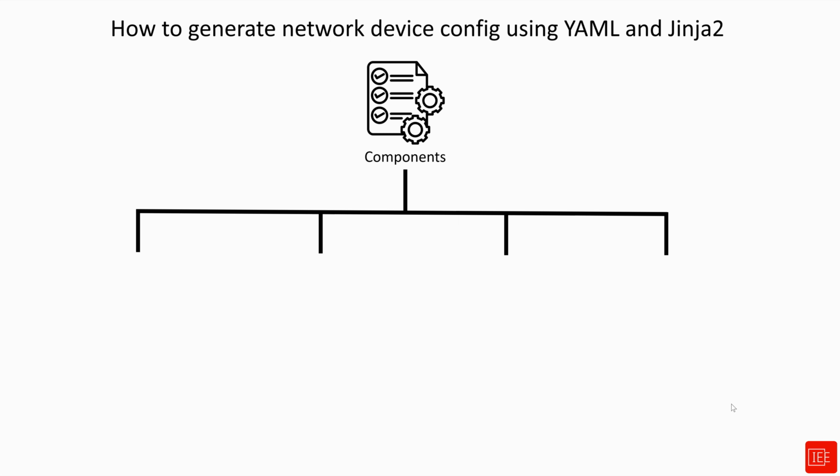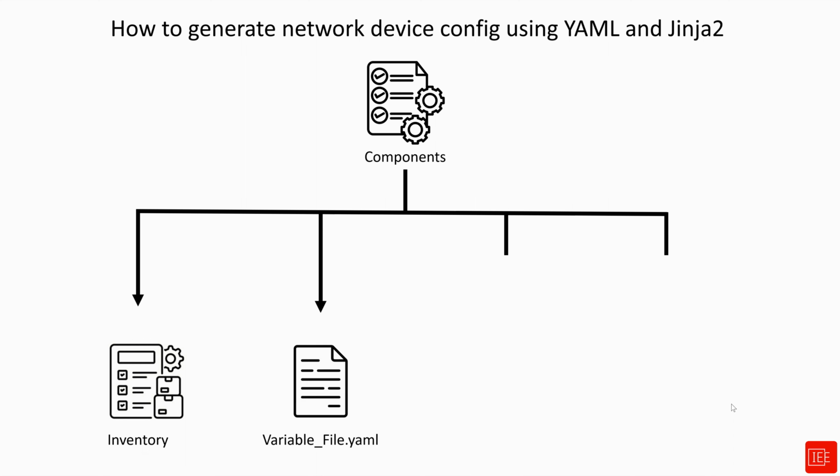these components. So as you can see on the screen here, the first component that we need is the inventory file. The file will hold information such as the device name, the device type, the device IP address, the credentials, etc. We did that in our previous videos. And then the second component is to create a variable file in YAML format where we create a structure for our variables in order for us to reference them when we call the Jinja2 templates. I will show you how you can create this one in a minute.